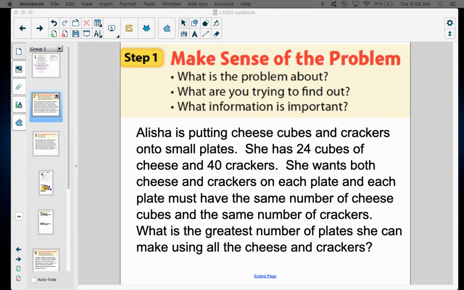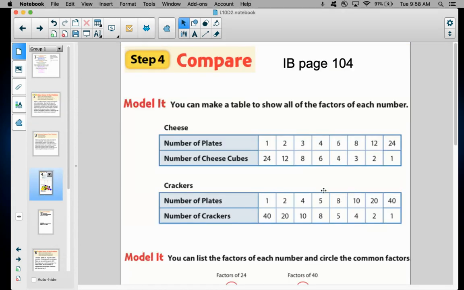So it's the same topic of putting things into groups, and we want the same number in each, but it's not a box like yesterday, it's a plate. So we did some thinking on our own, and we practiced finding the GCF of 24 and 40. And there's a couple of different ways that you can actually go about finding the greatest common factor.